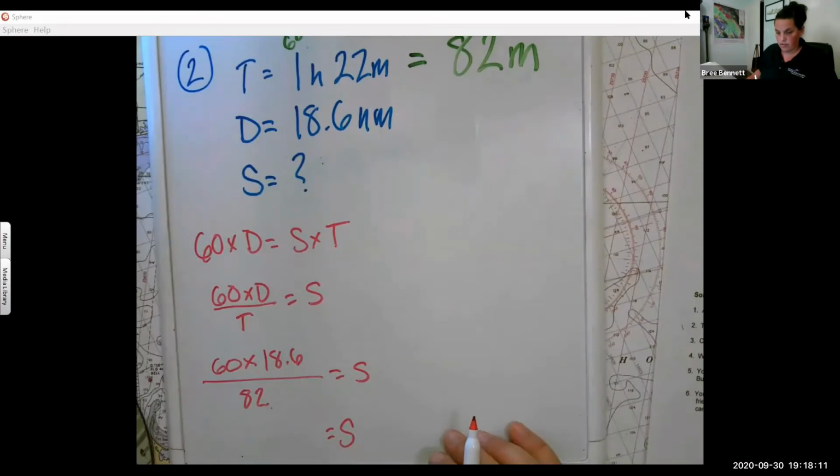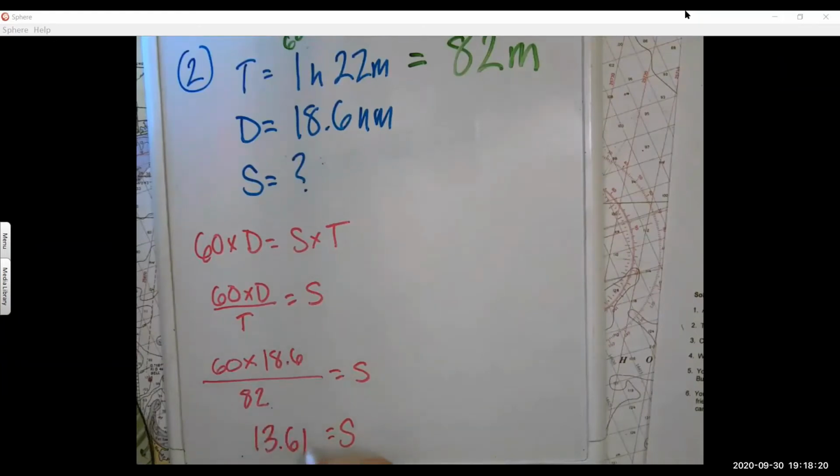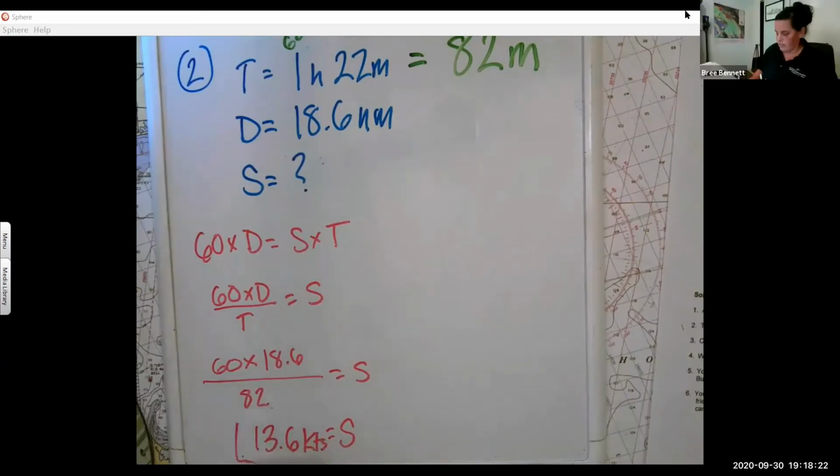13.99. What did you get? 13.6 knots. 13.6 knots, that is our speed.